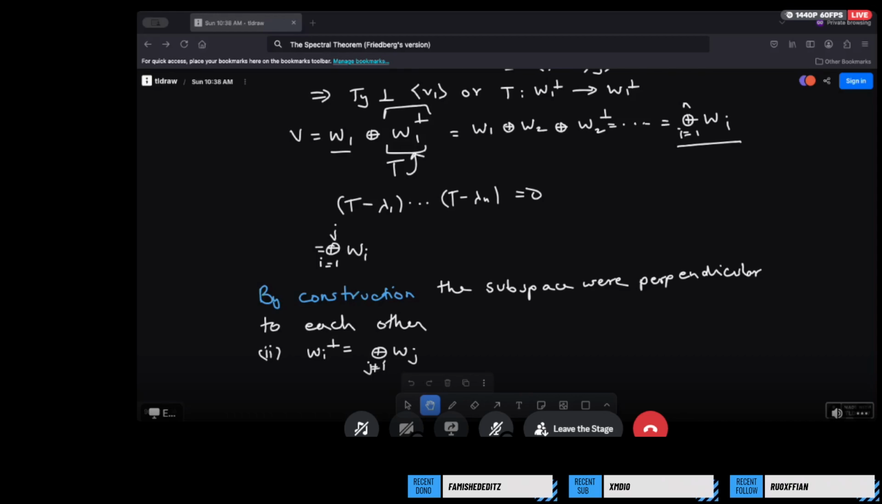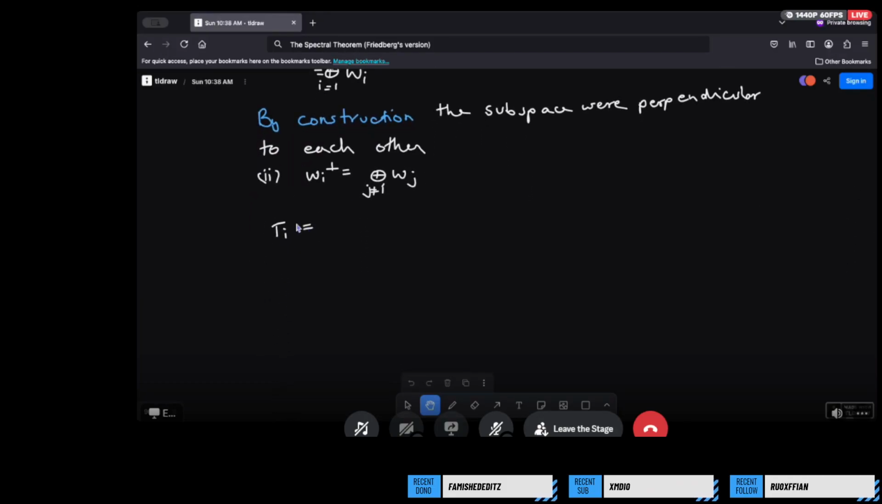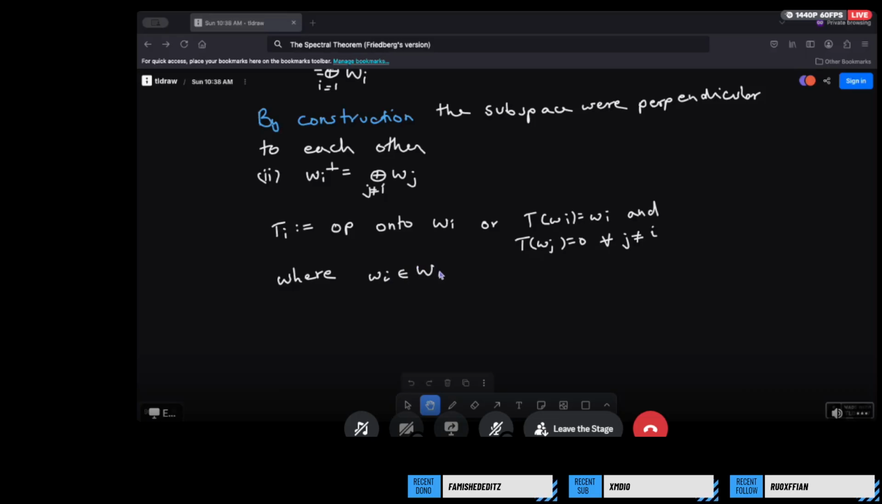Now what's left is to show the third part. We didn't define the Tis, and it should be pretty natural what the Tis are, right? So Ti is defined to be the orthogonal projection onto Wi, or Ti of Wi is equal to Wi, and Ti of Wj is equal to 0 for all j not equal to i, where Wi are in their respective subspaces.